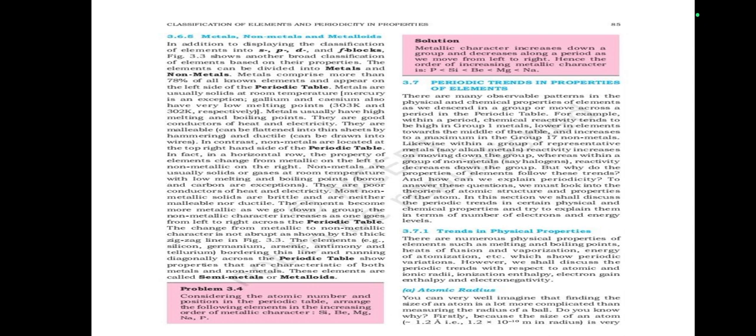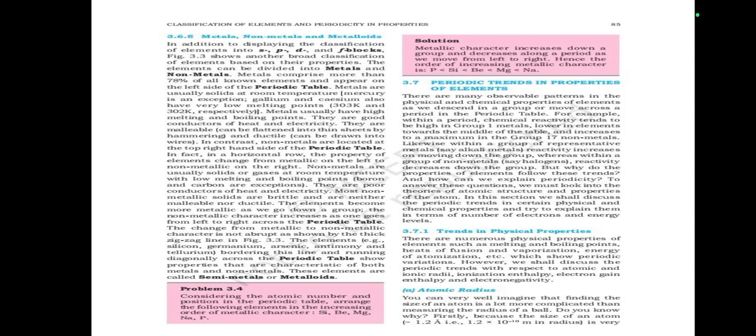Problem 3.4: Considering the atomic number and position in the periodic table, arrange the following elements in the increasing order of metallic character: silicon, beryllium, magnesium, sodium, potassium, phosphorus. Metallic character increases down a group and decreases along a period as we move from left to right. Hence, the order of increasing metallic character is: phosphorus, silicon, beryllium, magnesium, sodium, potassium.